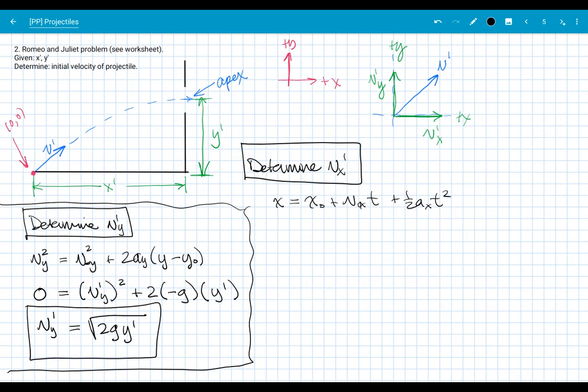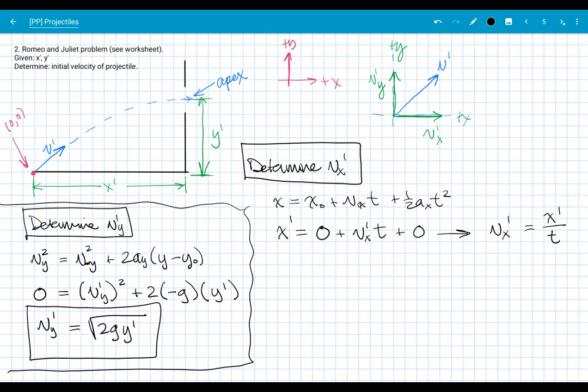So my x final in this case is x prime. My x initial is 0. I've set the origin at x naught. I can express my initial velocity in the x. That's v prime x. That's what I'm trying to find, actually. And my acceleration in the x is 0. So what this tells me here is that Vx prime is equal to x prime over the time of flight. So I actually do need the time of flight for this one just to get the x component.